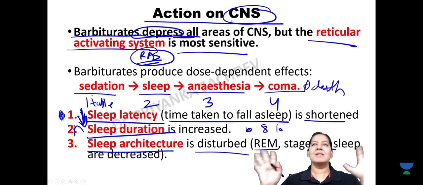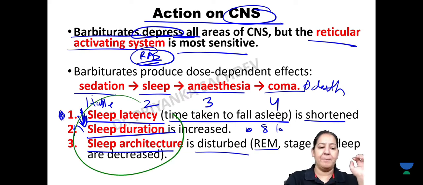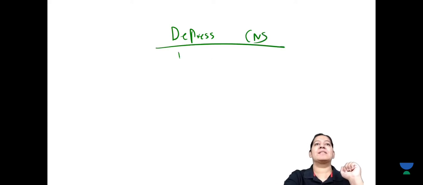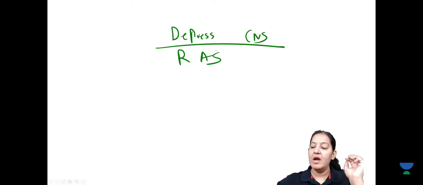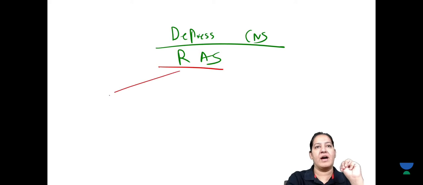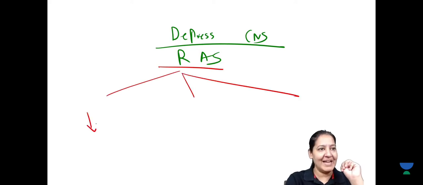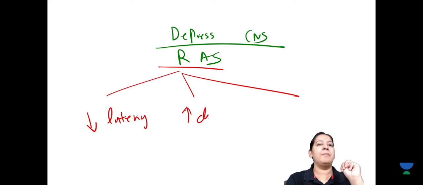So that is the action on the brain. In the brain, what is the summary? It depresses CNS. It depresses the complete CNS, but basically it depresses the RAS. It depresses the reticular activating system more as compared to the complete remaining CNS. Three things are there because of depression of the RAS. Number one, sleep latency is reduced. Sleep duration will be increased. And sleep architecture is disturbed.